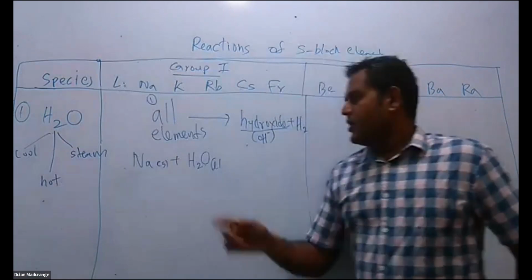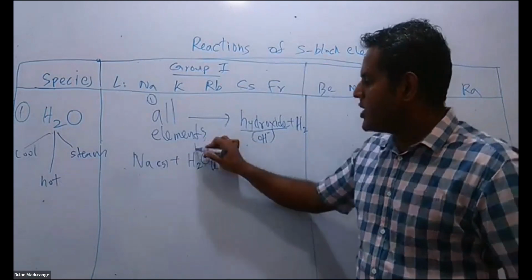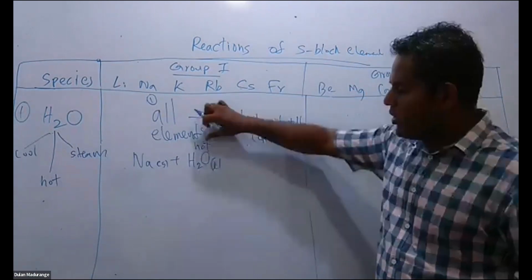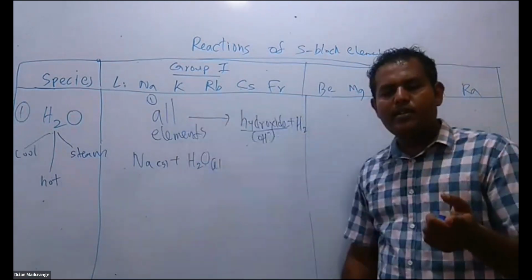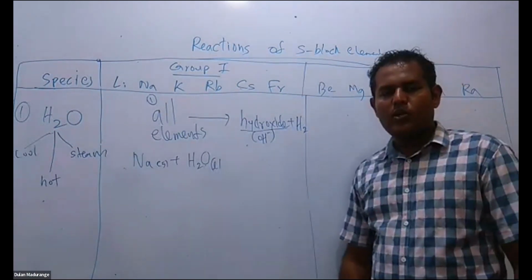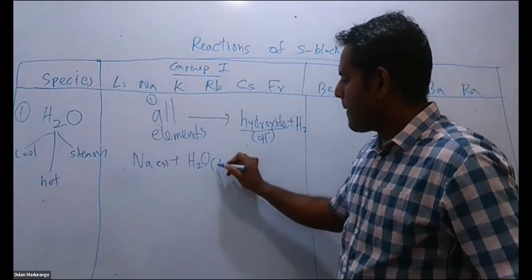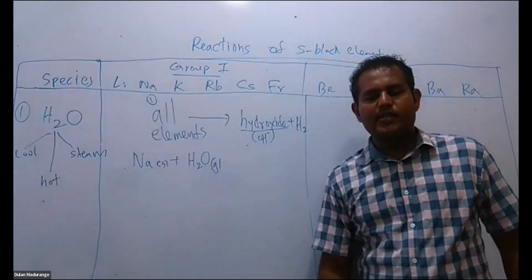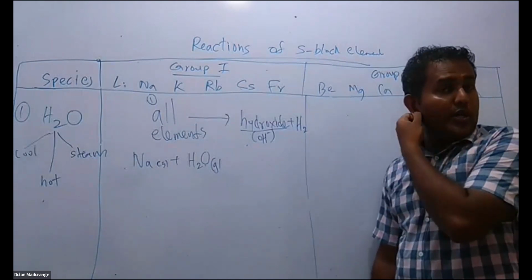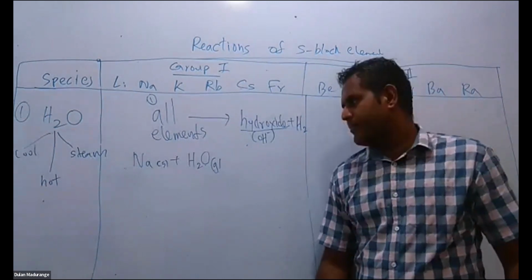So sodium with cool water, what does it form? Then if it is hot water, how to write? Just mention hot here. Then how to mention steam? Vapor? We write gas here. That is H2O gas. That's how we change it. Cool water is H2O liquid, hot or warm water is hot, and vapor is gas. Right?